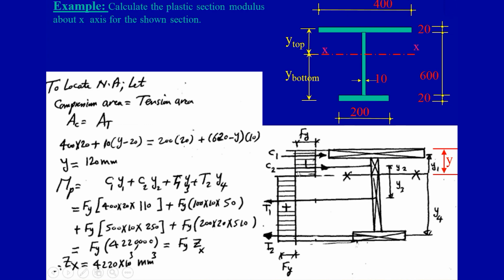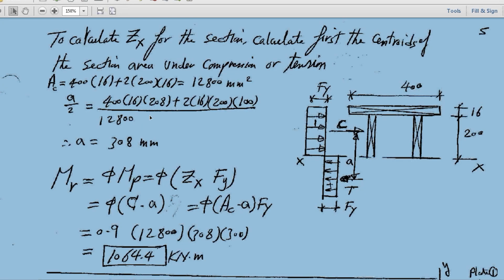So I draw the rectangular stress blocks in compression and tension, and I calculate the force in each segment. So in that top flange, the force will be C1, the area of the flange times Fy, and the force in the web here will be C2, the area of the web times the stress Fy, and you can do it for T1 and T2. Then take the moment of C1, C2, T1, and T2 about the neutral axis. This will be directly the plastic moment. So this is actually another easy way to do it.